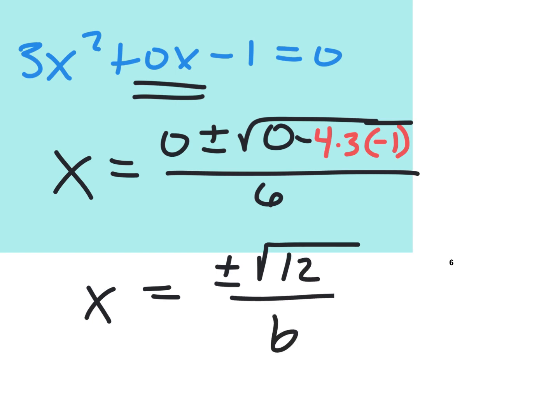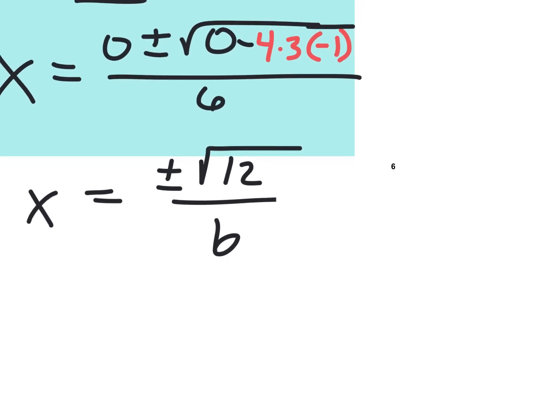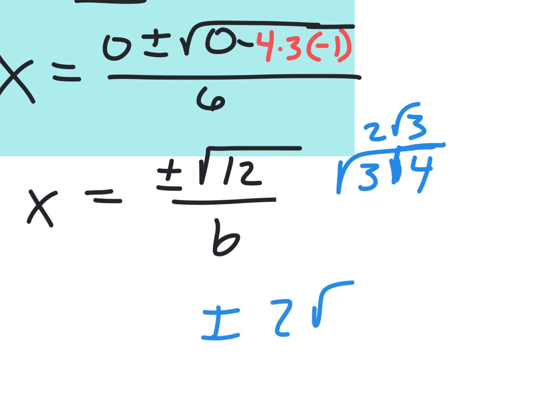And if you got that far, I would cry a little bit and have to take off at a minimum 5% on your test, because it isn't factored all the way. Brady, help me factor the square root of 12. So you would probably do 3 and 4. Yep. Which would mean x equals plus or minus 2 times the square root of 3. Perfect. So plus and minus 2 root 3 all over 6.